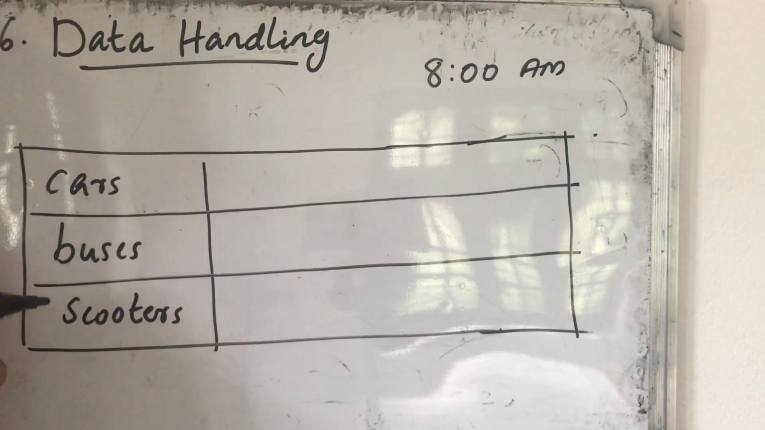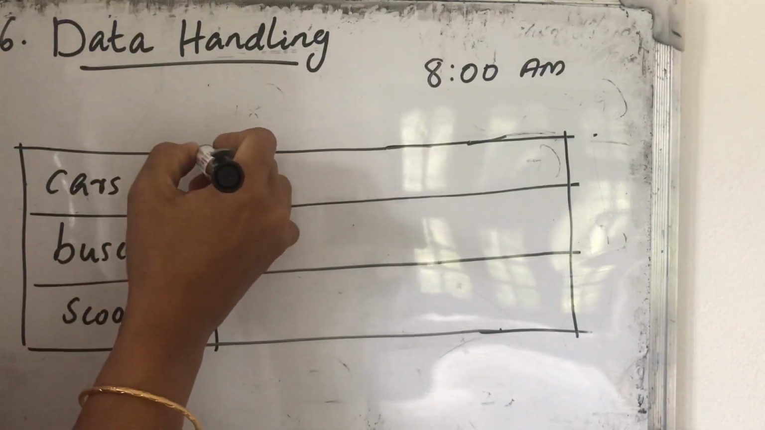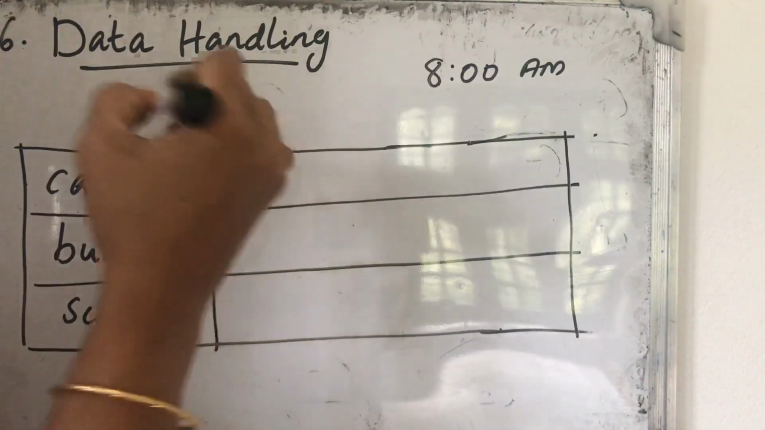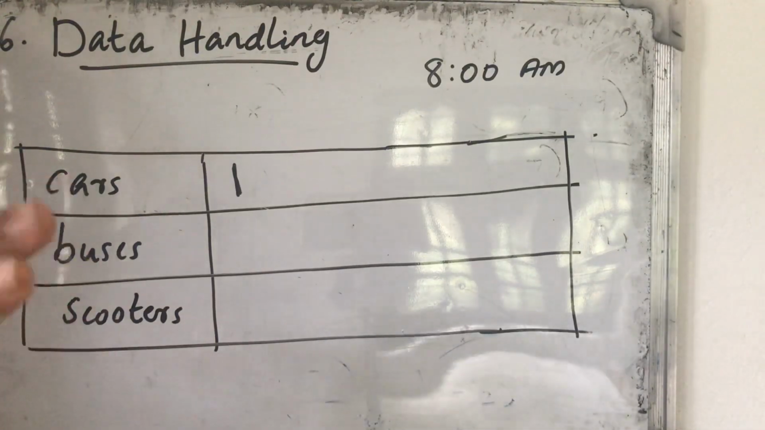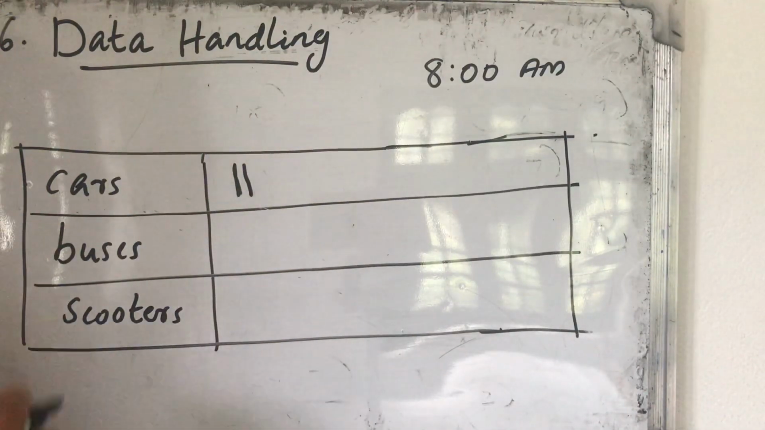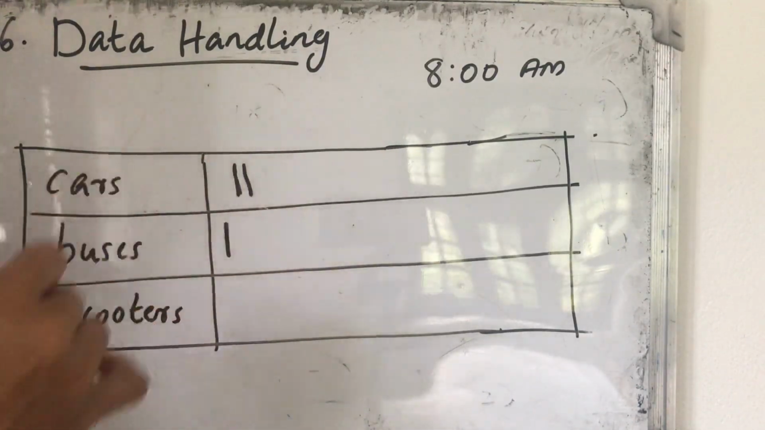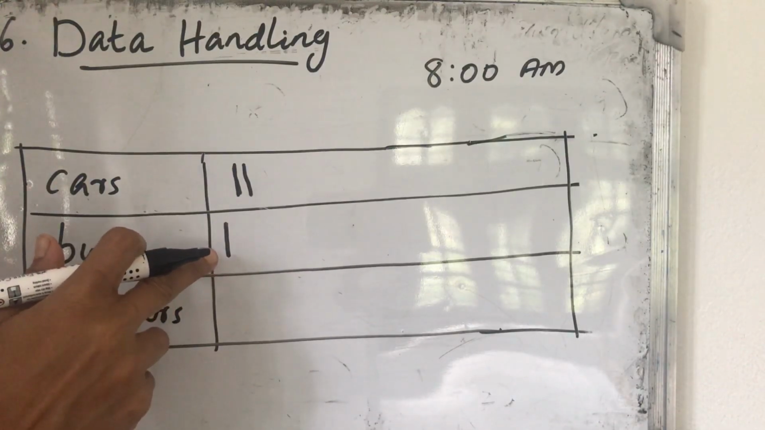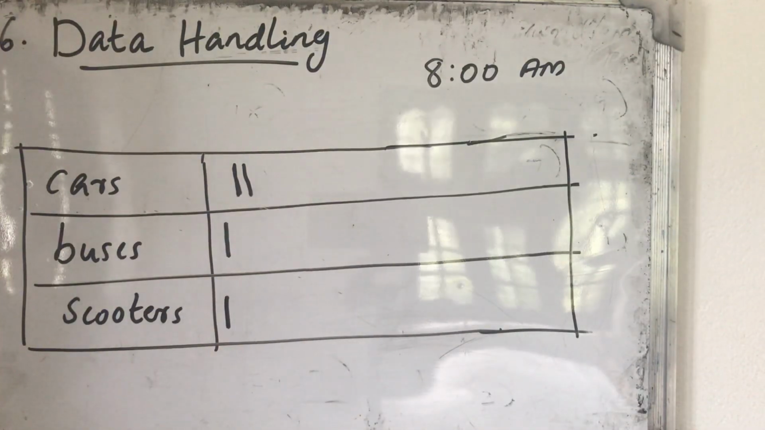So different vehicles we are counting. First suppose one car passed through that way. Then you mark one stroke here, like one line. If the next vehicle is again a car, you can mark another line. Then next time the vehicle is a bus, so in that column we mark that. If the next one is a scooter, then we mark that column.